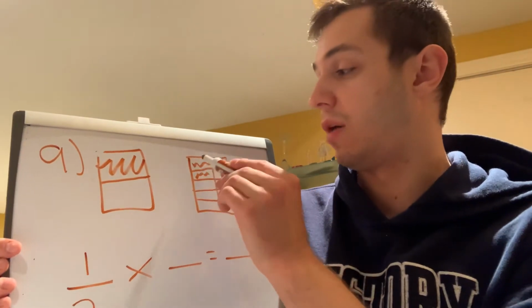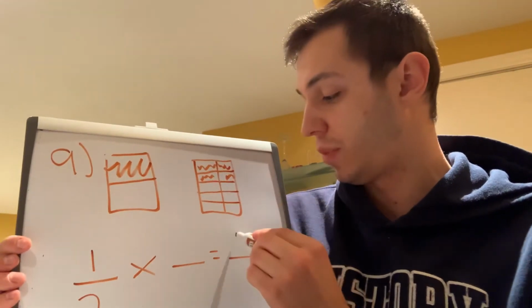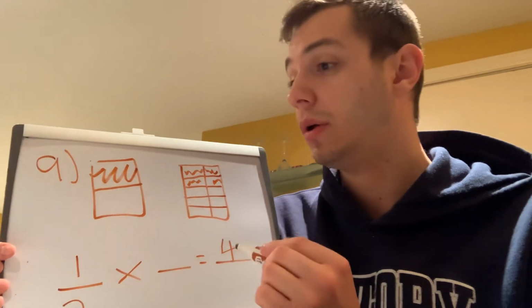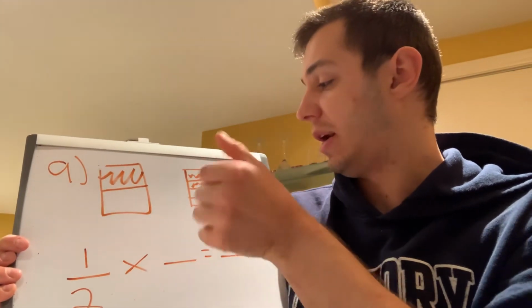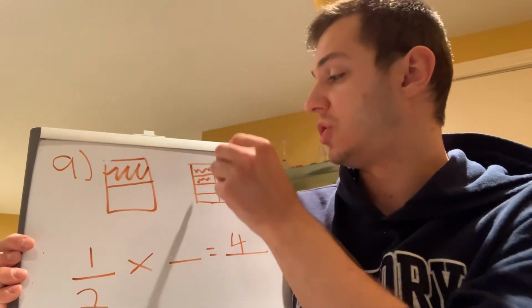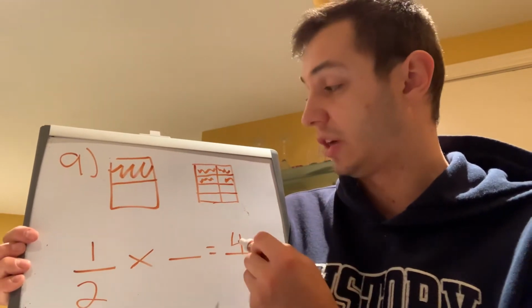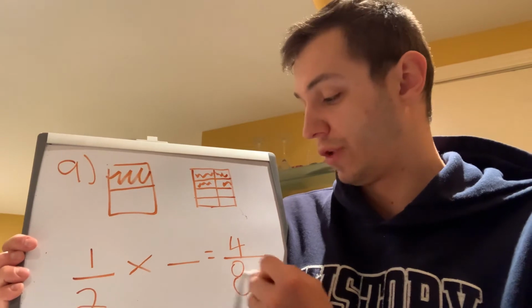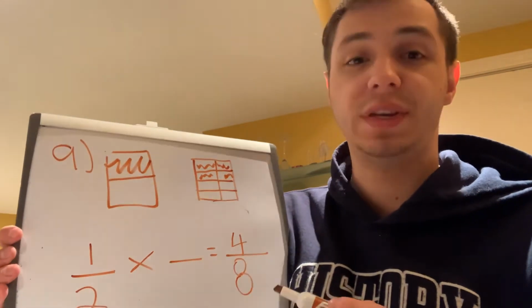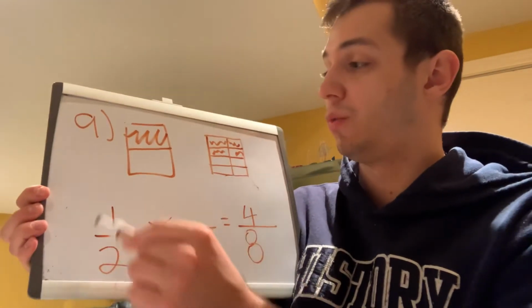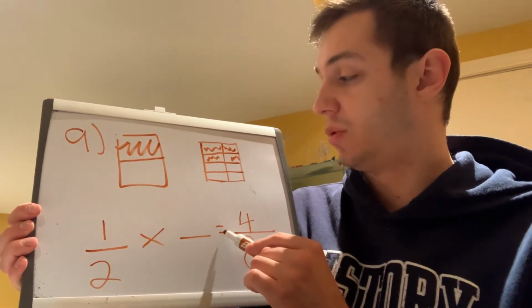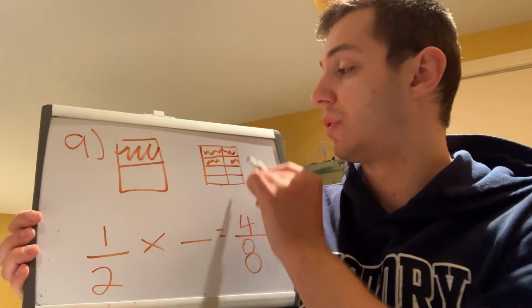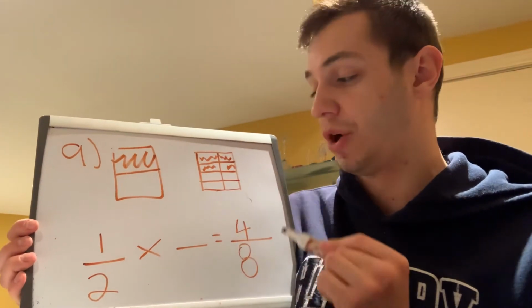So we can count how many parts are shaded. There's 4 parts that are shaded. My bad. And there's 8 parts in 1 unit. So the fraction will be 4/8. So now what we did, guys, is for the first blank, we wrote the fraction for the first picture in A. For the blank after the equal sign, we wrote our fraction for the second image in part A.